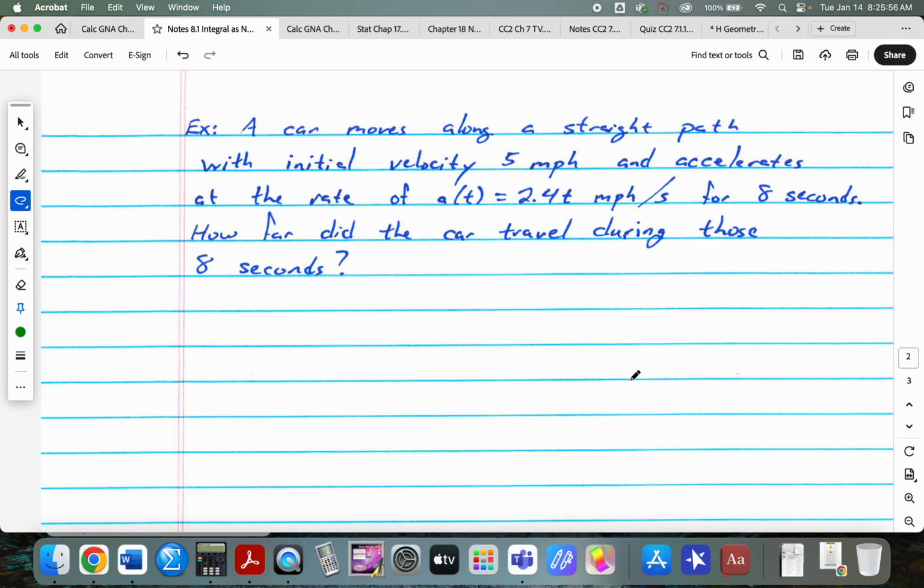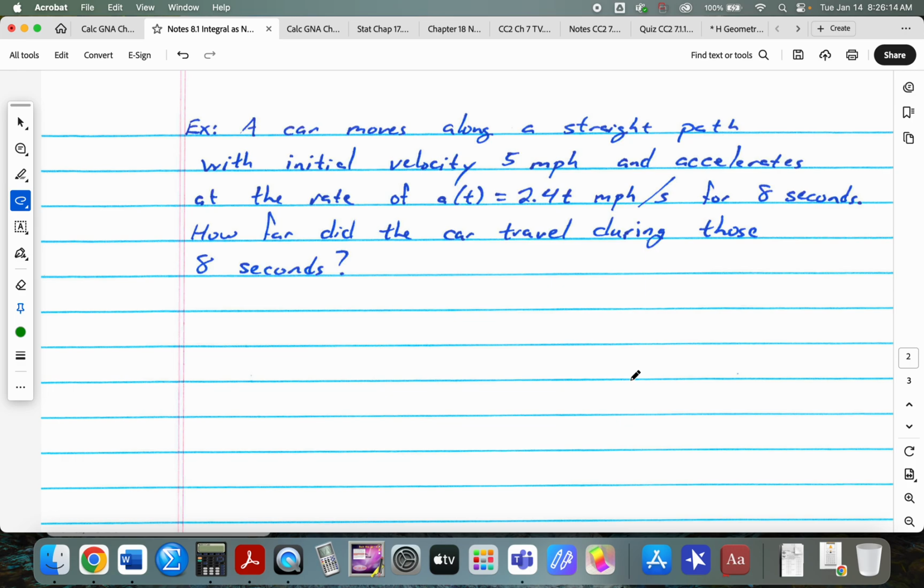A car moves along. Oh, I hate this question. There's one like this on the homework. I tell you what, in just a minute, I'm going to find the one that's like this on the homework and tell you not to do it.